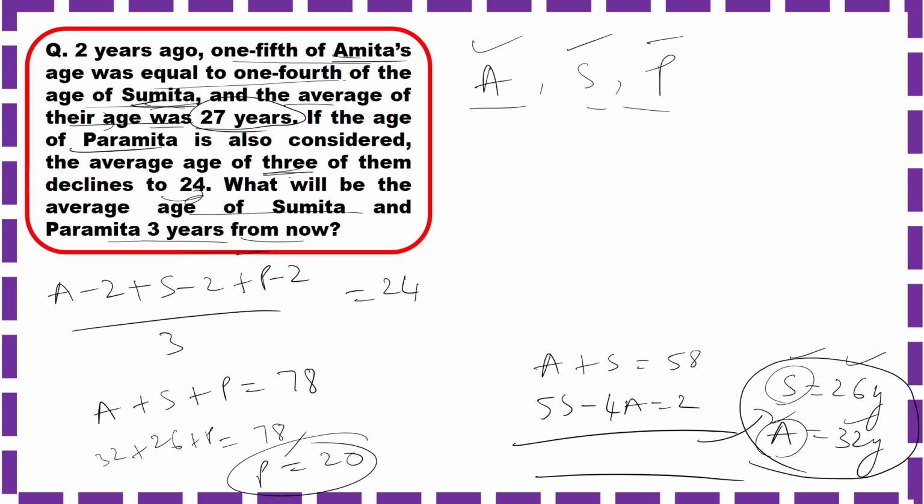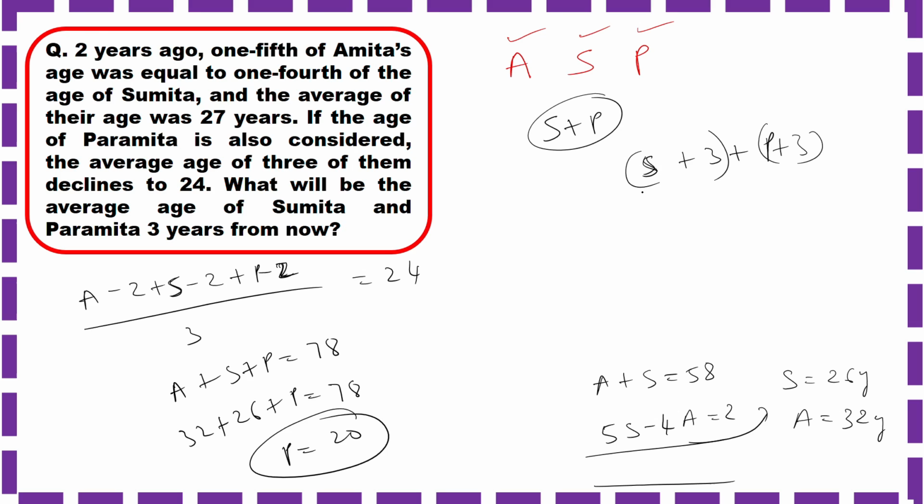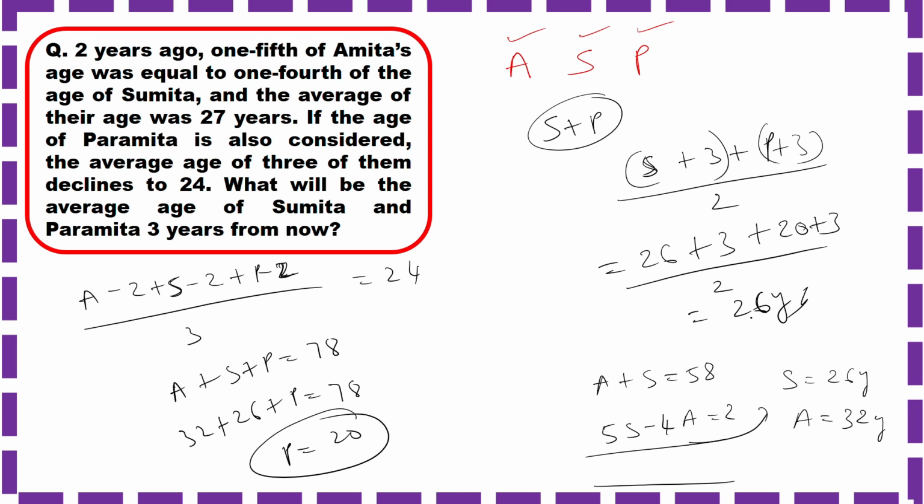That means 3 years in future. So the average age of Sumita and Paramita 3 years from now is S plus 3, because 3 years from now, from the current age, plus P plus 3, divided by 2. So this will be equal to 26 plus 3 plus 20 plus 3 by 2. So this will be equal to 26 years. This is the average age of Sumita and Paramita 3 years from now.